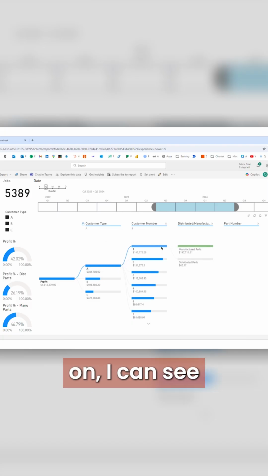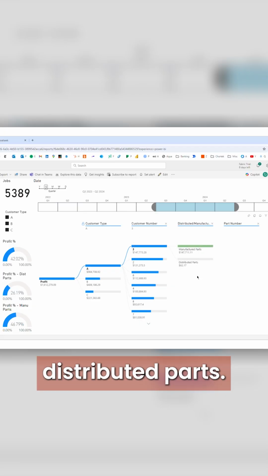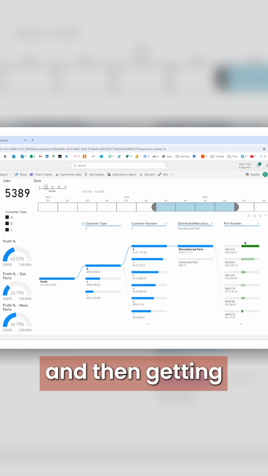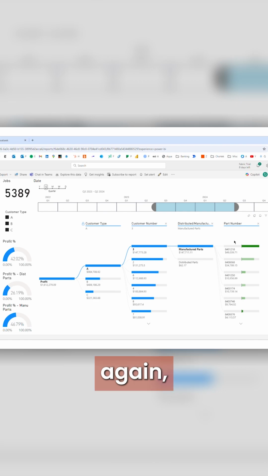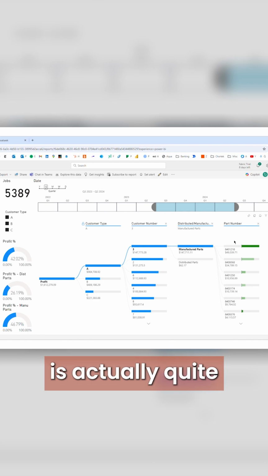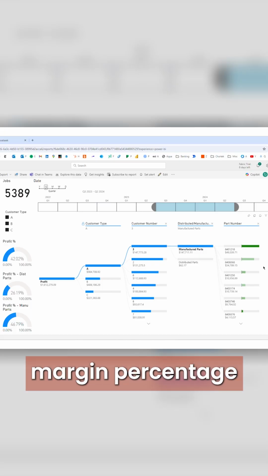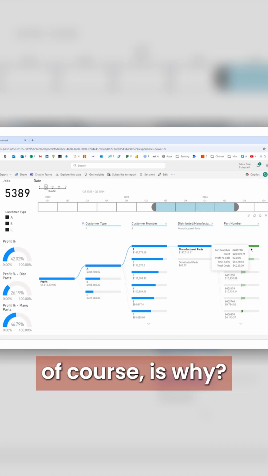As I continue on, I can see a distinction between manufactured versus distributed parts. Not every manufacturer may distribute, but I can see a breakdown, and then getting all the way down to the part level. In this case, again, there's a distinction, very clear. One part, the very top part, is actually quite a bit more profitable, not because the line is longer, but because it's much, much darker green, which means our gross margin percentage is higher on that part versus the other. The question, of course, is why?